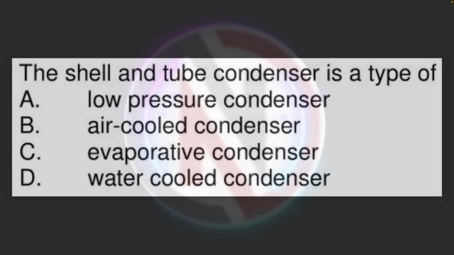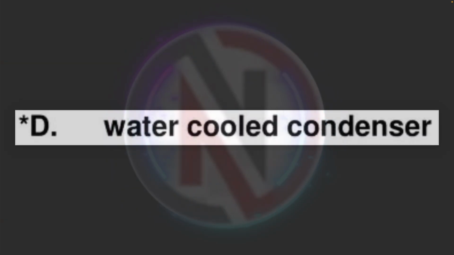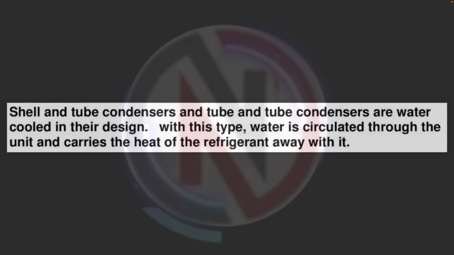The shell and tube condenser is a type of: A. Low-pressure condenser. B. Air-cooled condenser. C. Evaporative condenser. D. Water-cooled condenser. D. Water-cooled condenser. Shell and tube condensers and tube and tube condensers are water-cooled in their design. With this type, water is circulated through the unit and carries the heat of the refrigerant away with it.